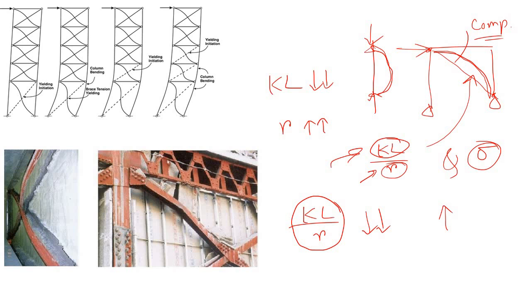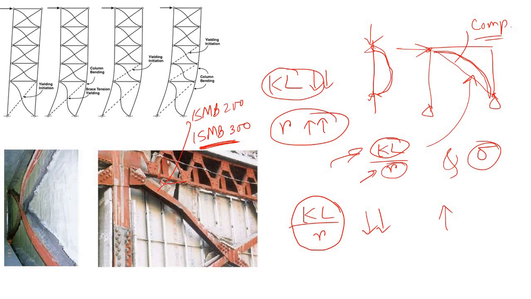Very simple. Radius of gyration increase means you have to use a higher section instead of a lower section. Let's say instead of using ISMB 200, you may have to use ISMB 300. It's a higher section, that is costly. So to increase the radius of gyration, simply you can increase the size of the member. That is one solution. Second one is you can reduce the effective length.